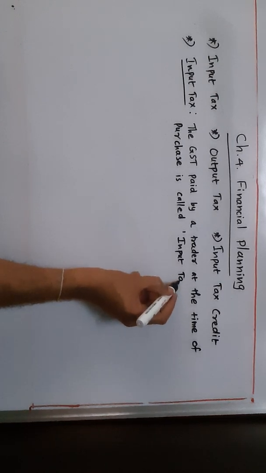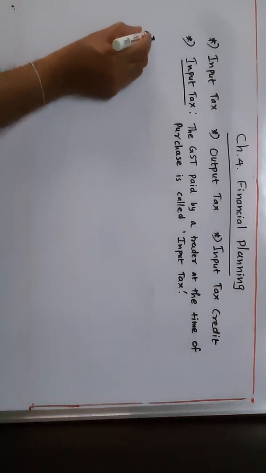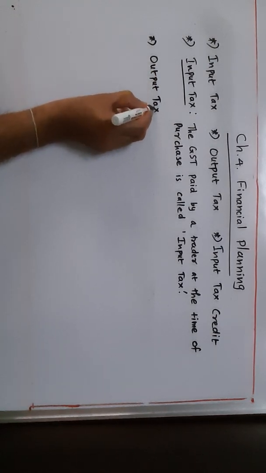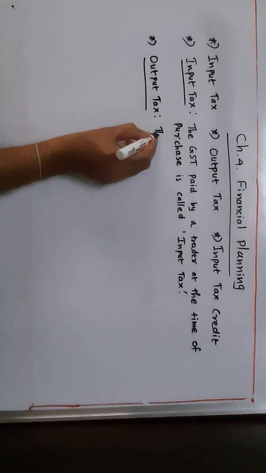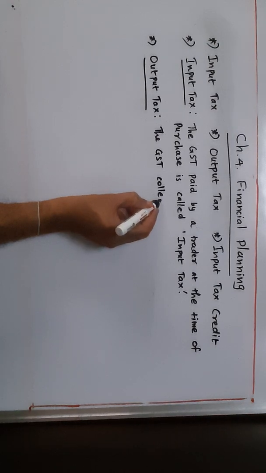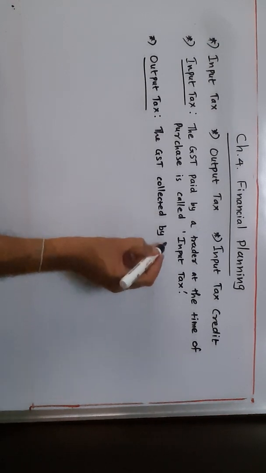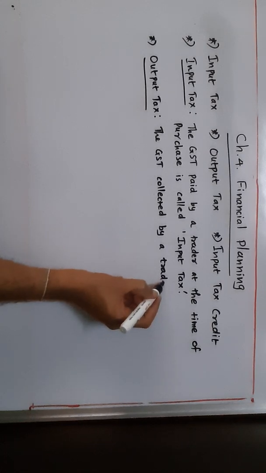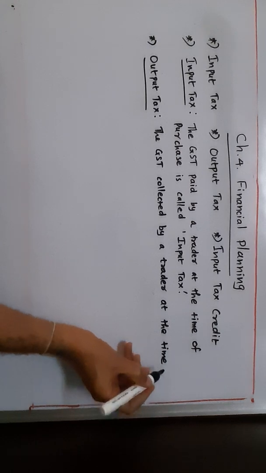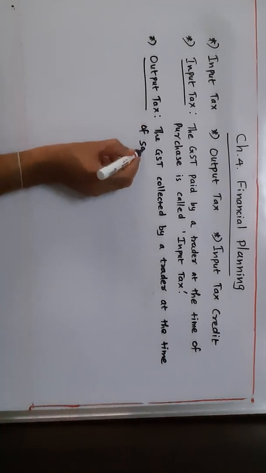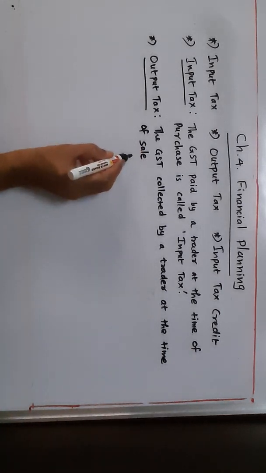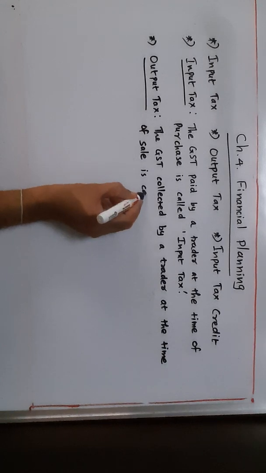And what is output tax? The second definition is output tax. Output tax is the GST collected by a trader at the time of sale, when he sells the goods. So he collects the GST from the customer. So the GST collected by a trader at the time of sale is called output tax.